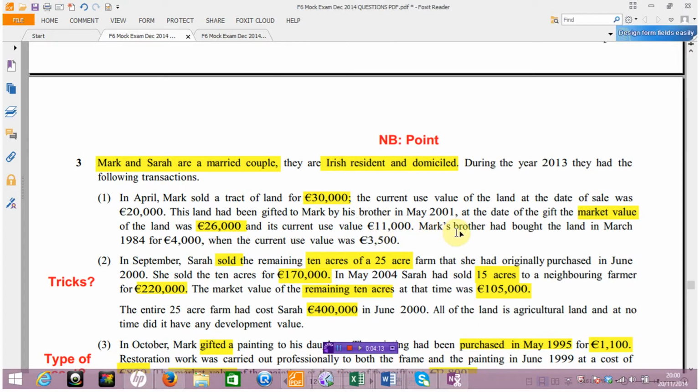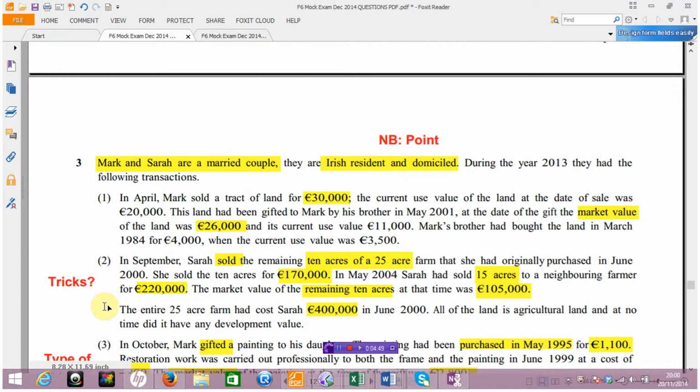The other thing that they do here is give us some details in relation to the historical cost from Mark's brother, and that was really just a red herring, because in effect at the date of the gift, that's when the asset becomes Mark's, and what we're interested in is the value at that date. Certainly the normal value, and indeed the development value. So really these figures are given just to confuse us. We're not really interested in anything that happened prior to May 2001. Okay, so we'll deal with the bones of that answer in a moment.